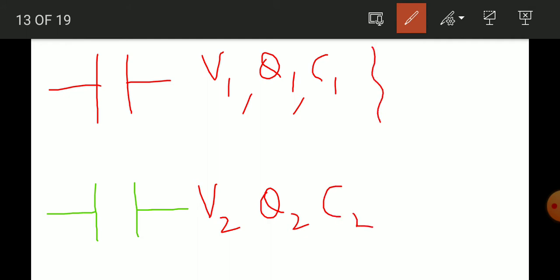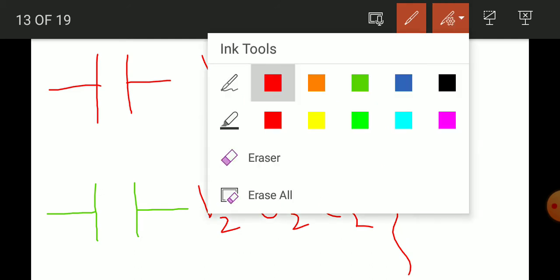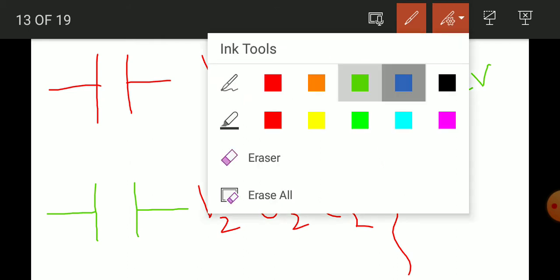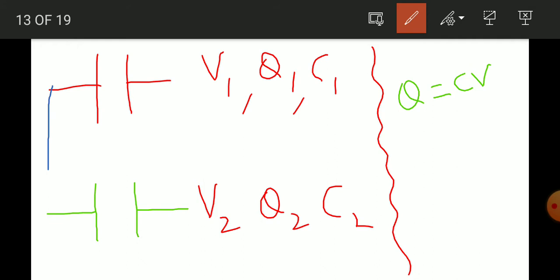Now regarding these three quantities, we know one formula, right? Q is equal to CV. This is the basic formula about a capacitor. Now what is the meaning of common potential? If you connect these two capacitors, let me connect them. What will happen in this case?